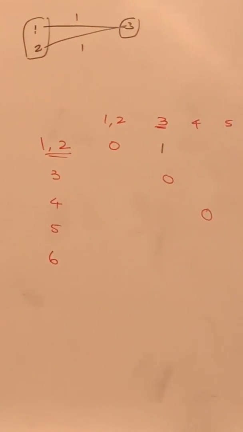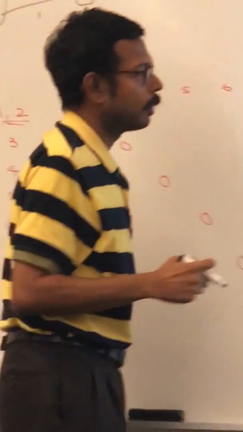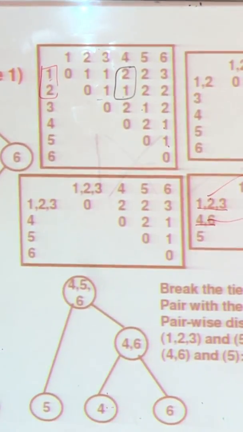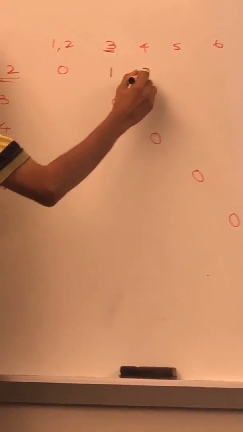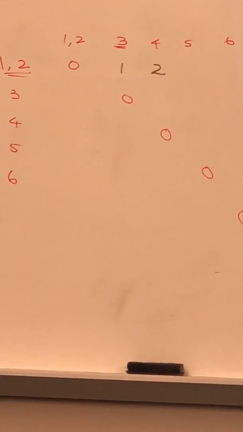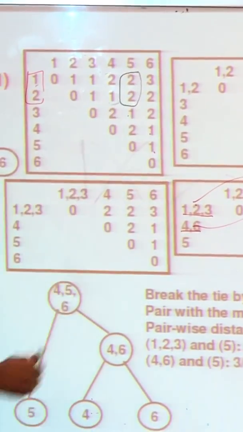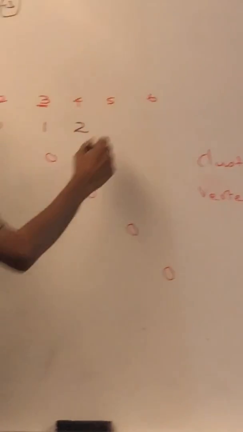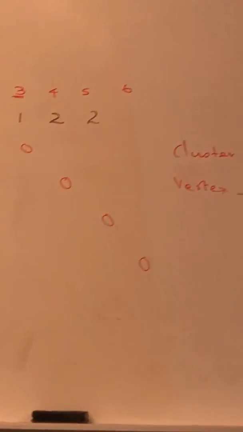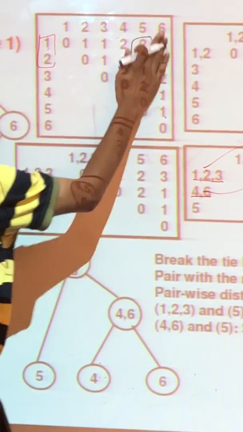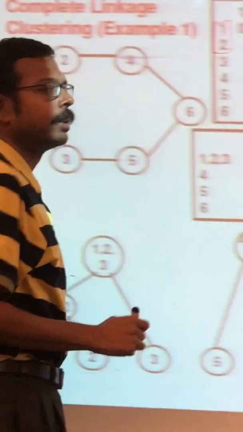Is that clear? So do the same thing for 1, 2 with 4. You have this block, 2 and 1. So the maximum is 2, and that's the value that should go in this distance matrix. Then 1, 2 with 5, what should be the value? You have 2 and 2, so the value that should go here is 2. Then 1, 2 with 6, you have 3 and 2. So you should take the maximum of 3 and 2, and that's going to be 3.